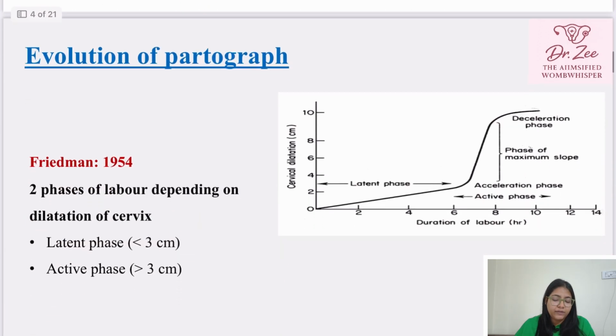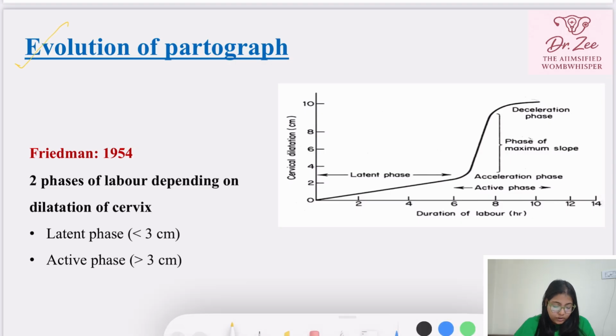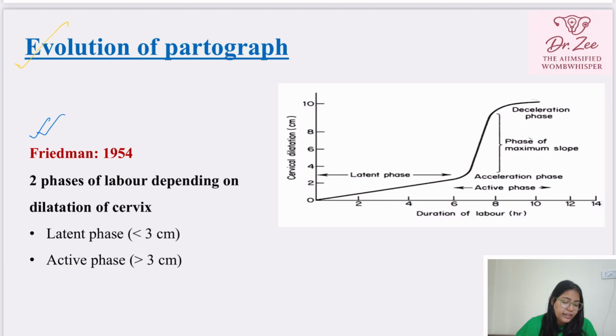So how did partograph come? The evolution of partograph: first there was this man Friedman in the year 1954. He gave us the latent phase and active phase of labor. He told us that there are two phases of labor, the latent phase and then the active phase. In the active phase we have the acceleration phase, phase of maximum slope, and then deceleration phase. And he told us that the active phase of labor starts when the cervix is dilated more than or equal to 3 centimeters.